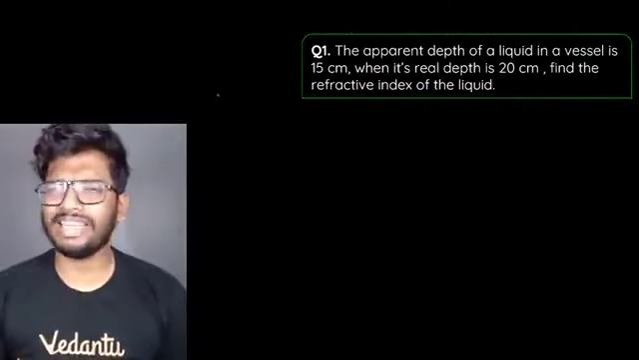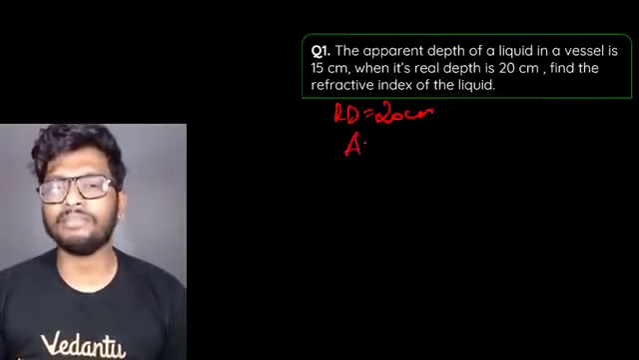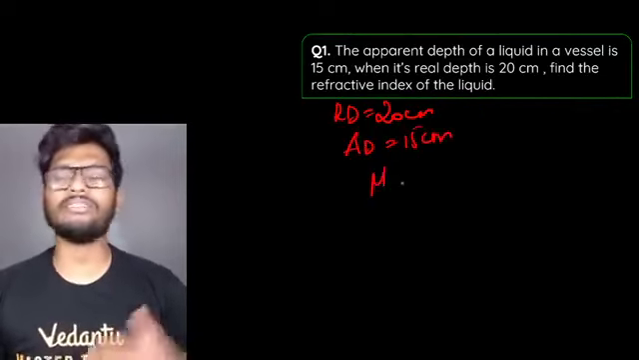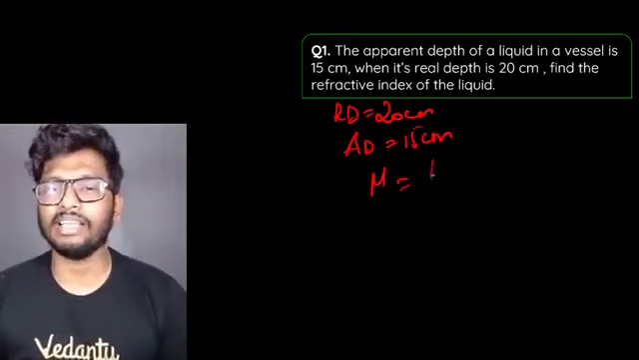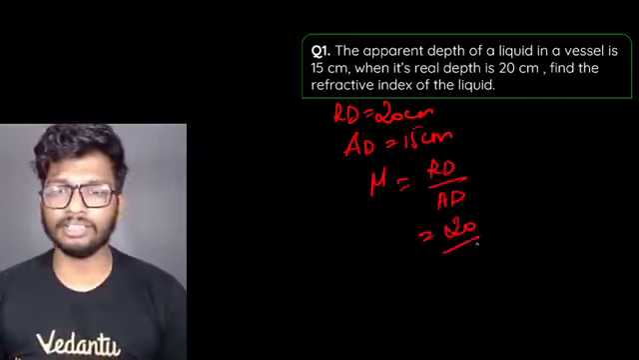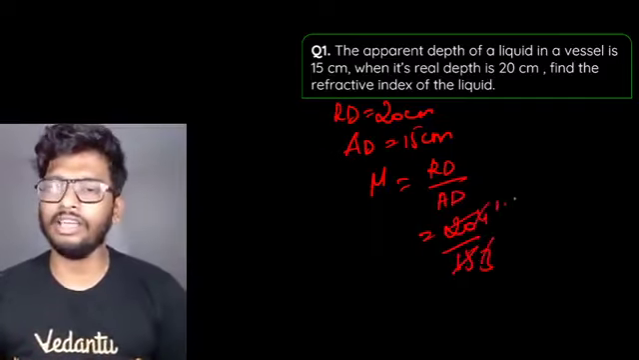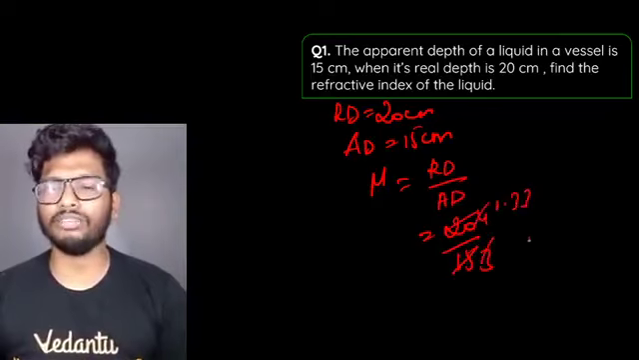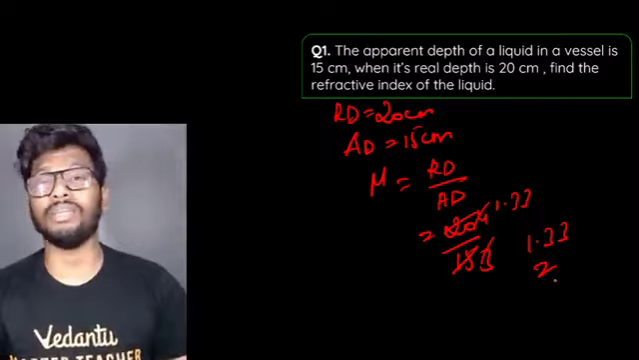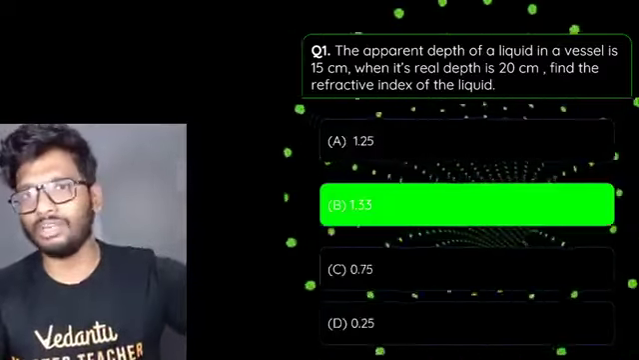The answer to this question is pretty simple, guys. Real depth is given as 20 centimeters. The apparent depth is given as 15 centimeters. The refractive index of a medium is real depth by apparent depth. What is the real depth? That is 20 centimeters, and the apparent depth is 15. So 5 times 3 is 15, 5 times 4 is 20, so it is 4 by 3, which is 1.33. 1.333 would be the right answer for this question. So the refractive index of the medium is 1.33. Simple, and refractive index does not have any unit, so you can ignore that as well.